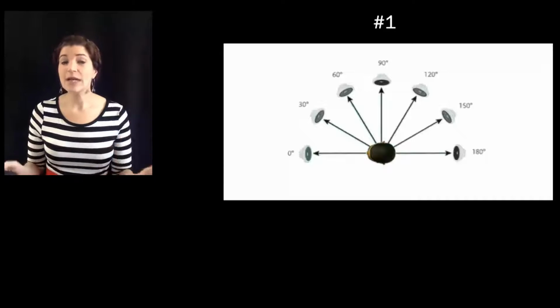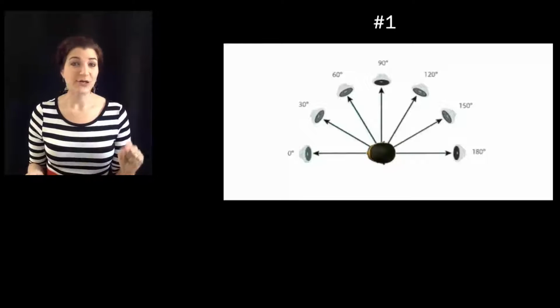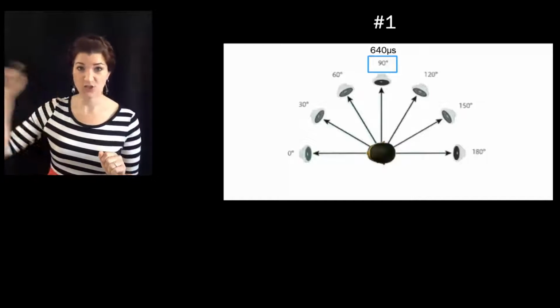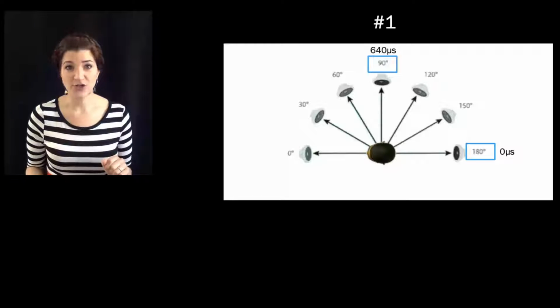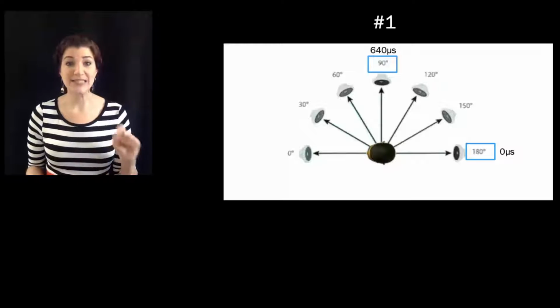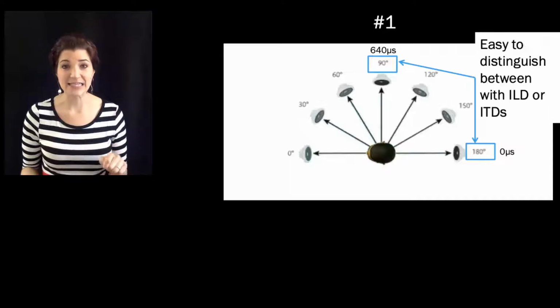All right, as just one example, two locations that are very easy to distinguish between using binaural cues are 90 degrees, that means just to the right of me, and 180 degrees directly behind me. That's because those locations produce very different ILDs and ITDs.